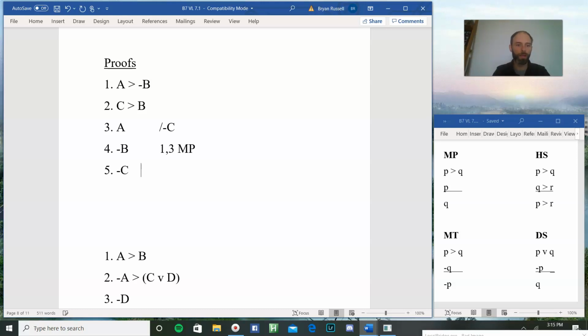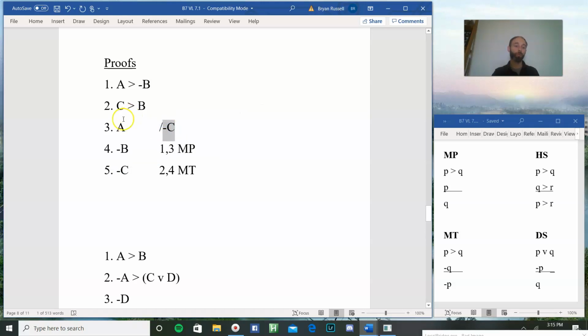And how did we get that? We did lines 2 and 4. And the rule we used on 2 and 4 was MT. And now look what we've done. We got to a place where we were trying to get to.